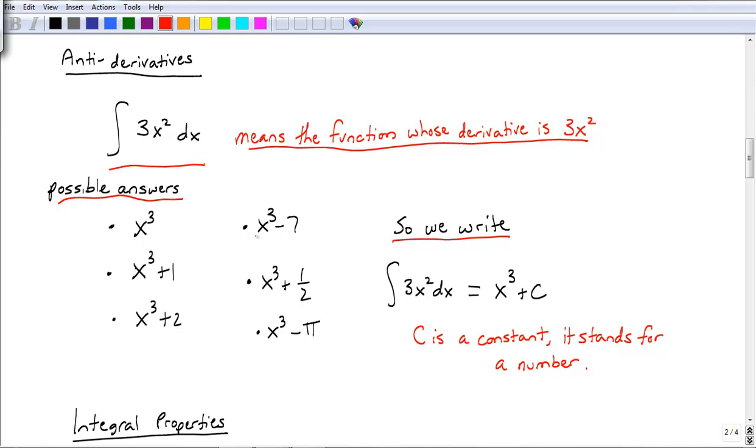The derivative of x cubed minus 7 is 3x squared. The derivative of x cubed plus 1/2, 3x squared. The derivative of x cubed minus pi is 3x squared. Because these things I'm changing are constants, and their derivative is 0. So in general, what we do is rewrite x cubed plus c, where this c represents any number that you want to put there. Because when you take the derivative of the c, it goes to 0. The derivative of x cubed gives me 3x squared. So this c is called the constant of integration.